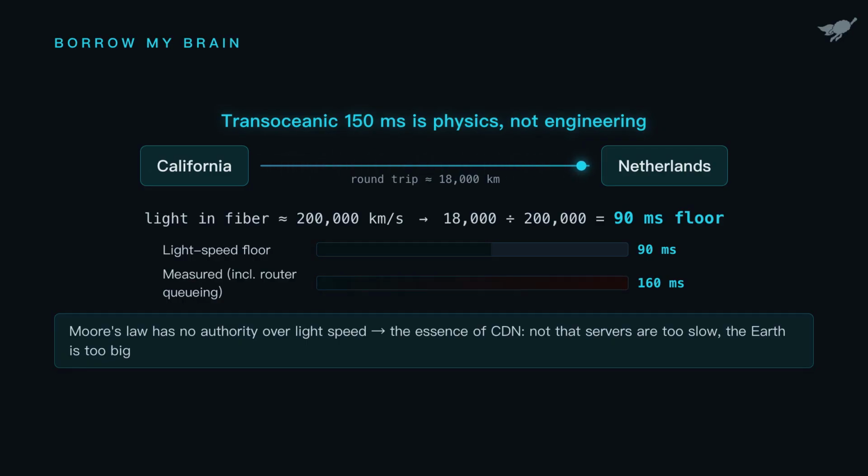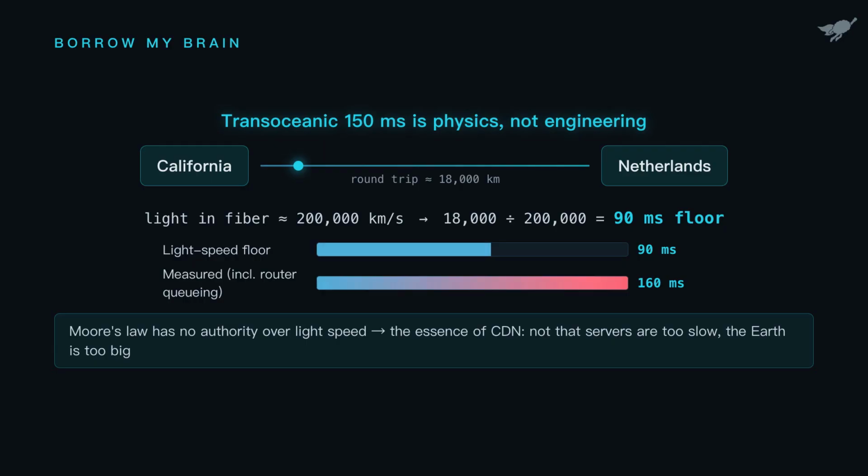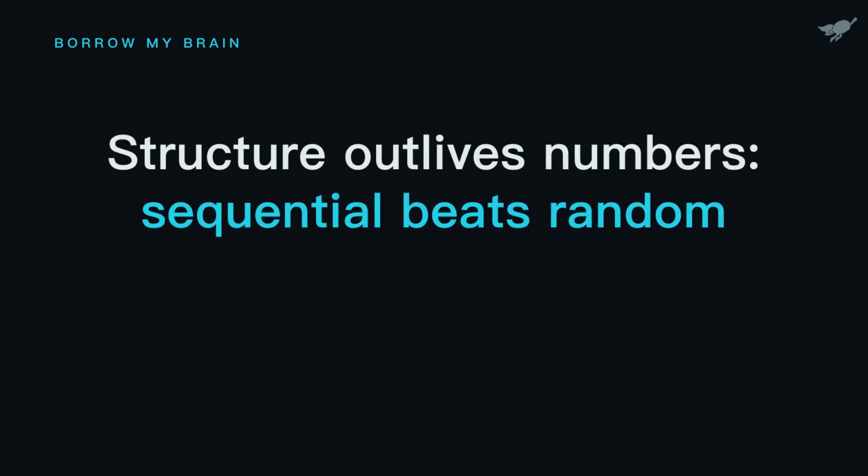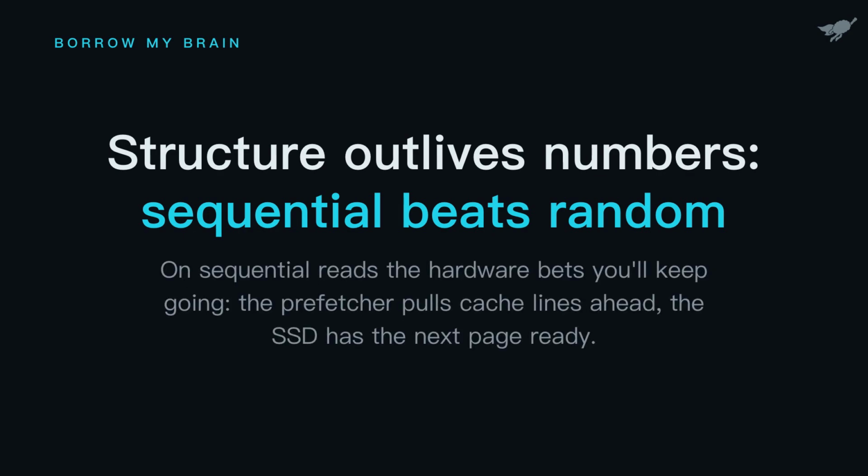That's why CDNs haul content right up to your doorstep. It's not that servers are too slow. It's that the Earth is too big. The memory and SSD rows are decided by engineering, so they keep improving.